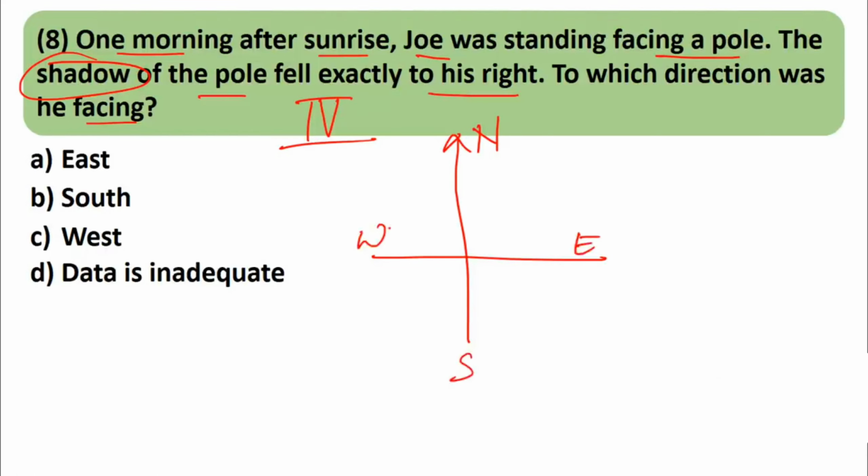What have they given? One morning after sunrise. That means the sun has risen. Okay, there is sunrise. So sun is in the east. Okay, now if sun is in the east on this side, where will be the shadow?